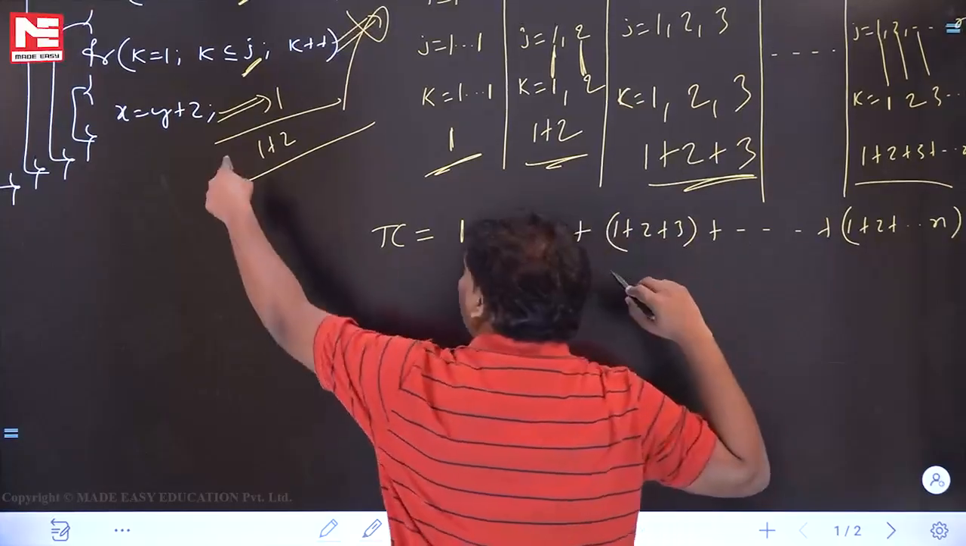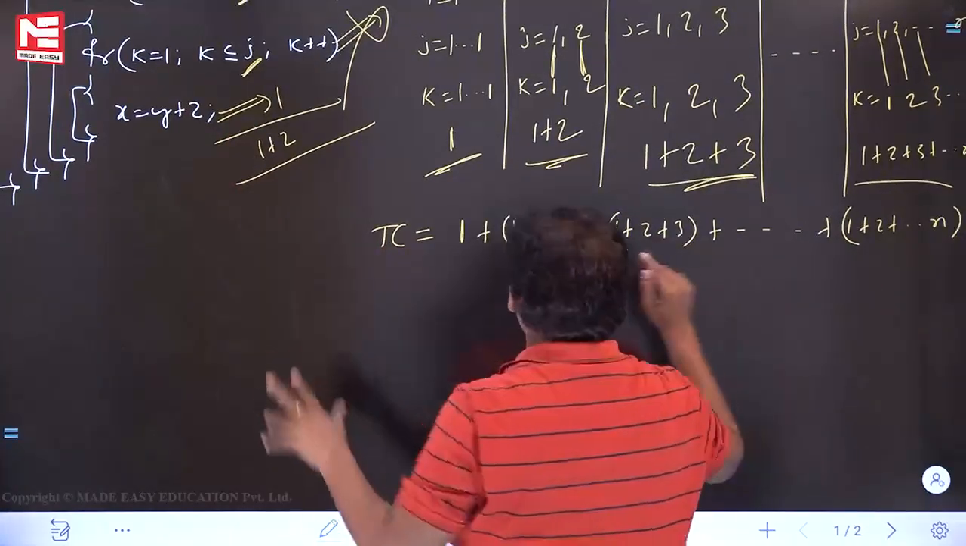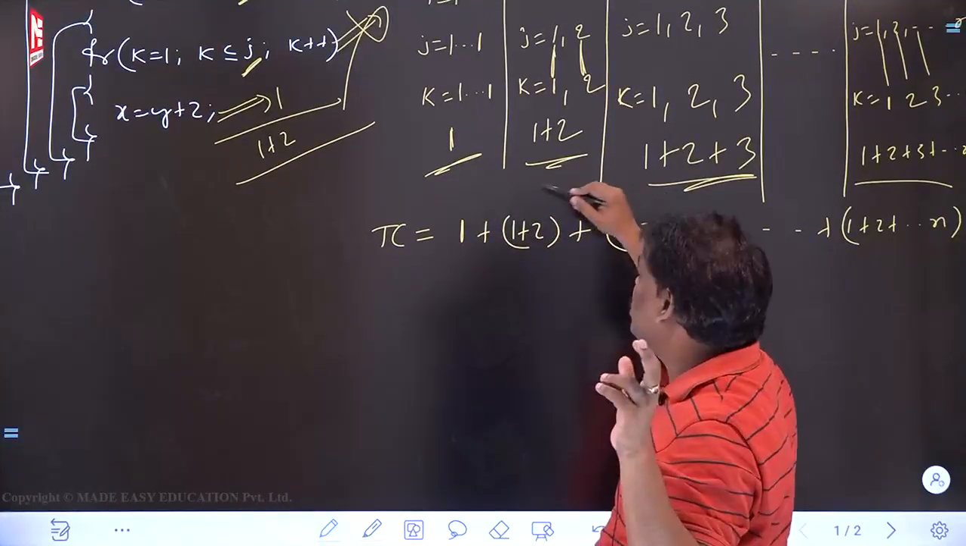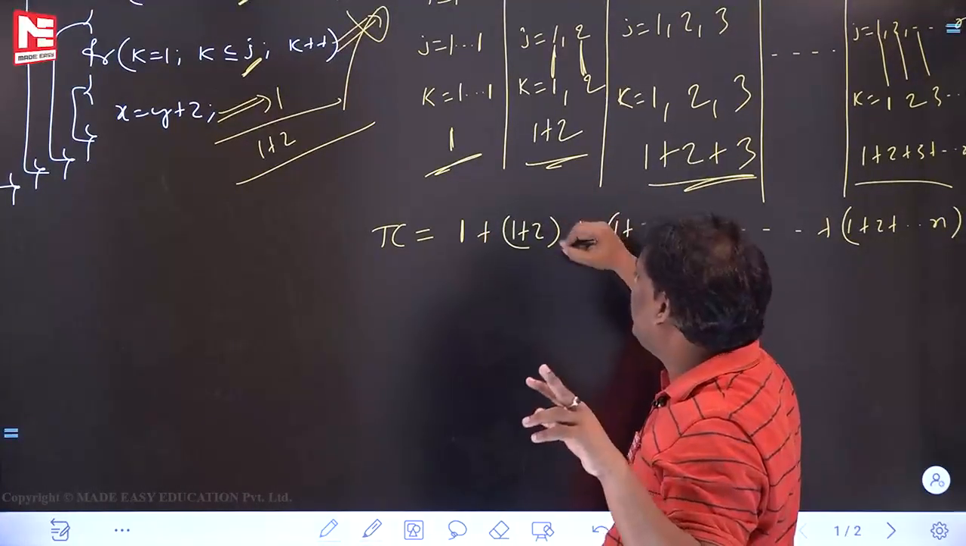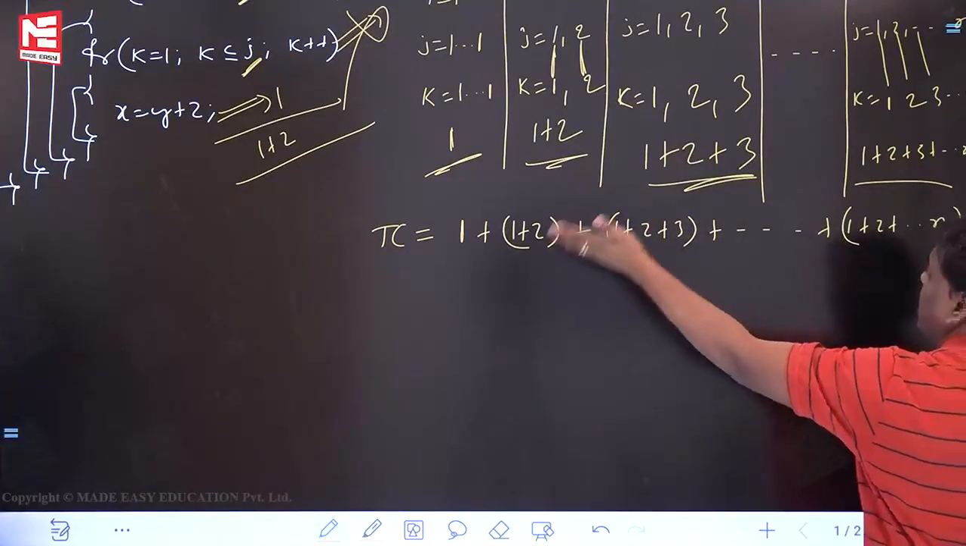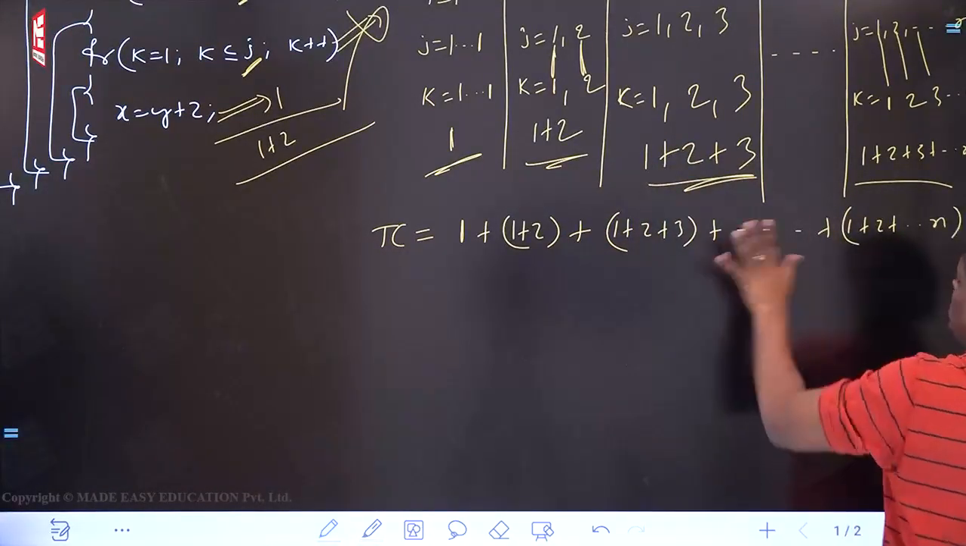What is the meaning? That statement will execute this many times. This is for I is equal to 1, with J and K combined. For I is equal to 2, J and K combined. For I is equal to 3, J and K combined. So finally, by considering each I, J, K, this is the story.